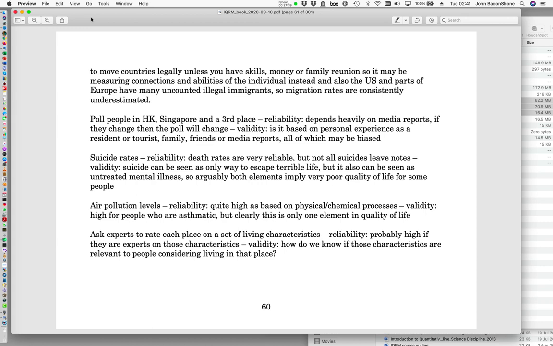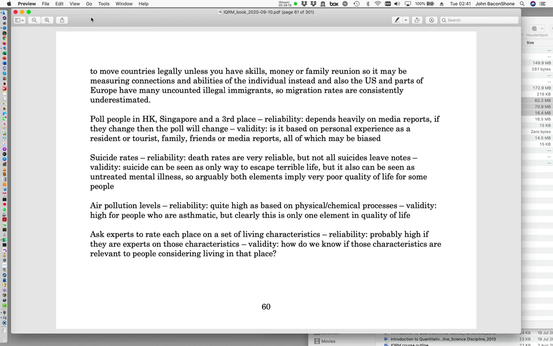Okay, so what else can we do? So I've got 2 more here. So air pollution levels. So what about air pollution levels? What about the reliability? Well, clearly that should be quite good, right? We should be able to measure the air pollution levels quite accurately. In fact, the main weakness is that we only have measuring stations in a relatively small number of places. But in this day of big data, we can actually predict the air quality in most places in Hong Kong quite accurately. So the reliability of the air pollution data is quite high.